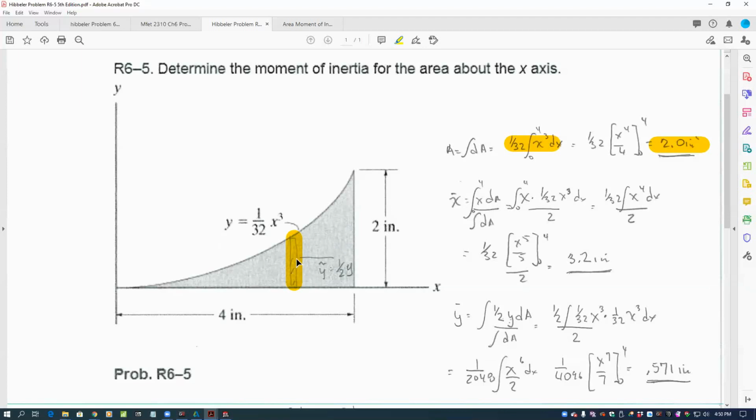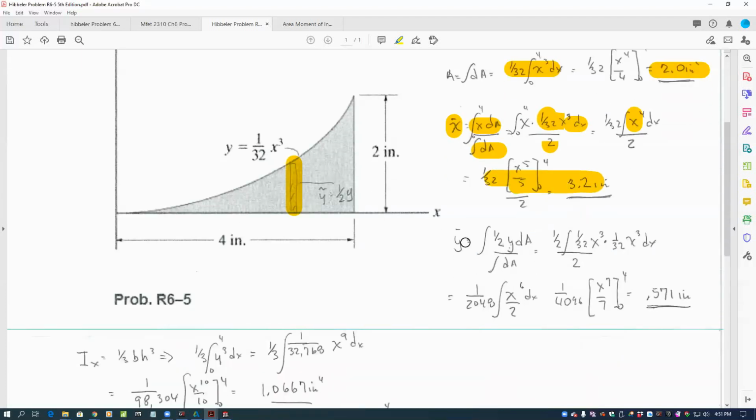Now the centroidal axis with respect to the x-axis, you use the equation x dA all over dA. And of course, we can use the 2 here as our area. And then x dA, we say x times dA, and dA again is 1/32 x cubed. That's y dx right there. So x times x cubed becomes x to the 4th. We can move 1/32 outside the integral sign, and integrating that becomes 3.2.